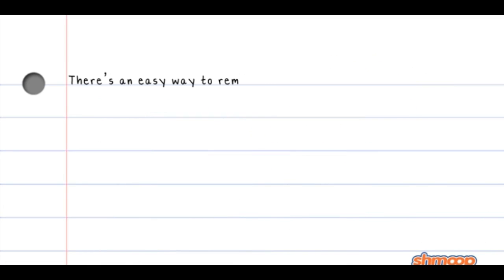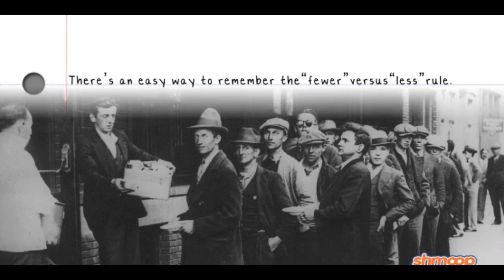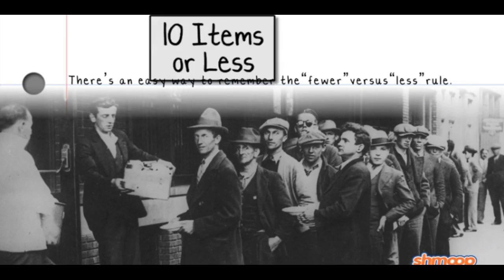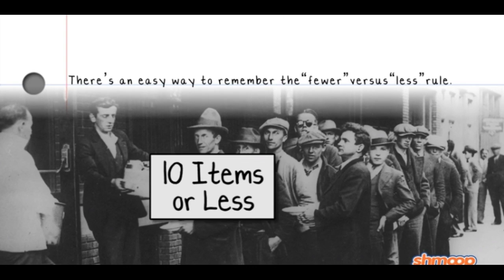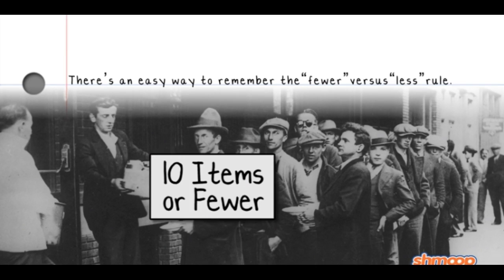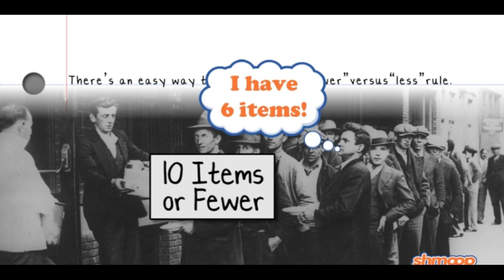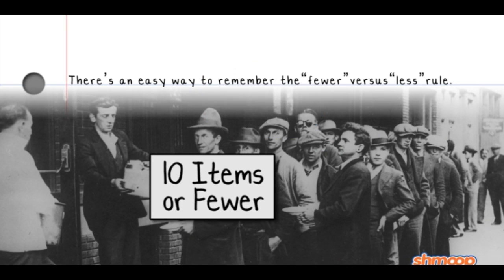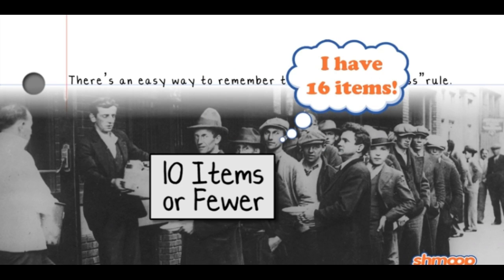There's an easy way to remember the fewer versus less rule. Have you ever stood in line at the grocery store at the counter that's supposed to take 10 items or less? Well, the sign above the aisle is wrong. It should read 10 items or fewer. Do you know why? Because you can count the number of items you're buying. 1, 2, 3, 4, 5, 6. And the number of items the fool in front of you is buying. 1, 2, 3, 4, 5, 6, 15, 16. Arg.